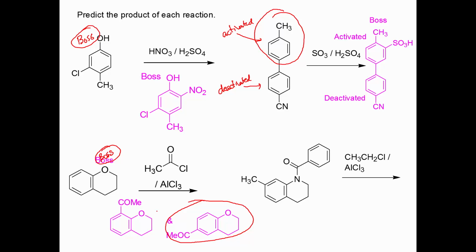In this last one, we also have two rings, and we note here that this ring is deactivated because the only substituent on this ring is a carbonyl group, which is an electron withdrawing group. On this ring, we have three electron donating groups: this amide group, an alkyl group here, and another alkyl group here. Well, the amide is a moderate electron donating group.